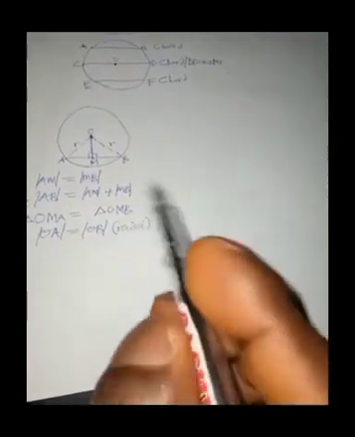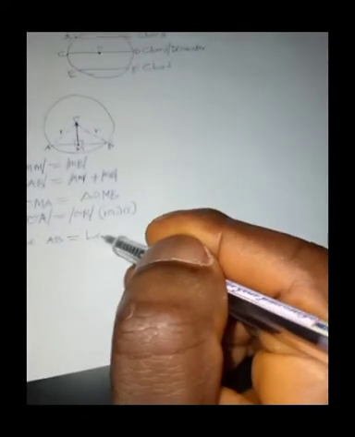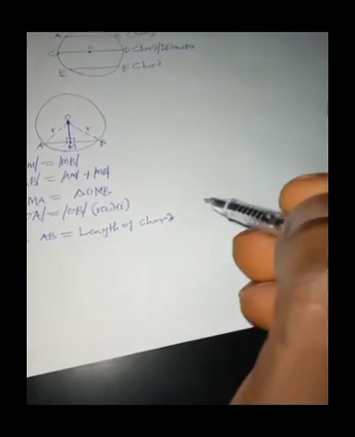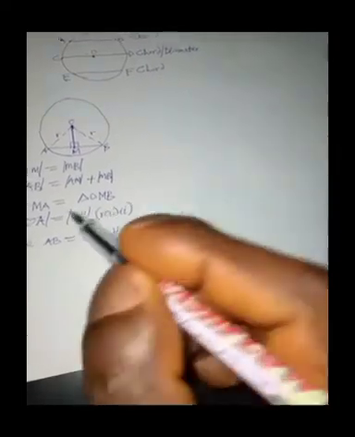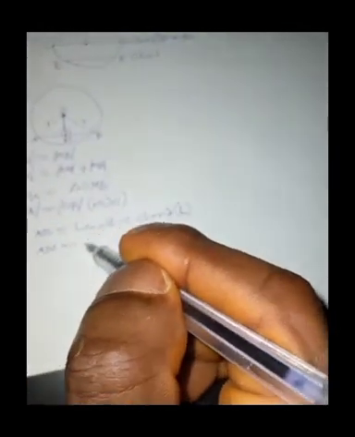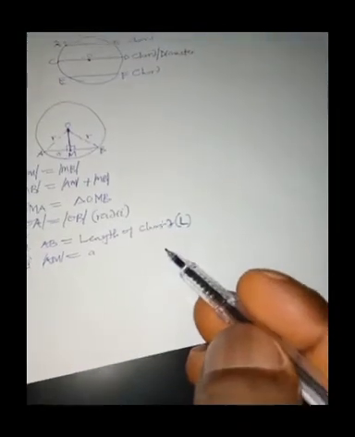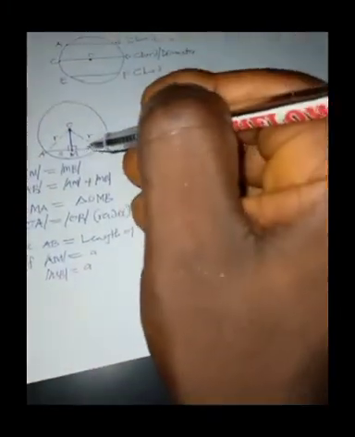Now, from this definition, we see that this AB is called the length of chord. Let's call it L. So L represents the length of chord, which is equal to AB. Now, if AM is equal to, let's say, a, that means a is here. It means MB is also equal to a. So let's put our a here.